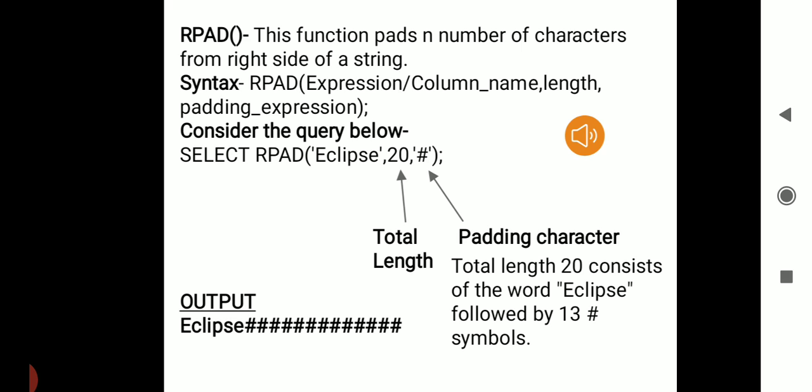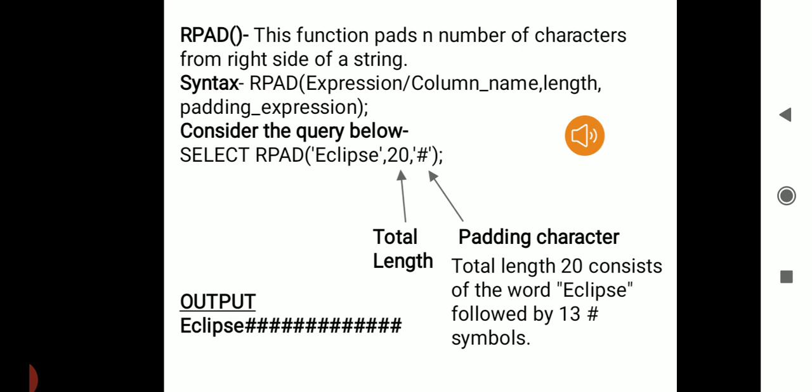Select RPAD within brackets, see the text 'eclipse'. This text eclipse here is the string expression, comma, then see the number 20. Here this number 20 is the total length. Then comma again, see this symbol hash. The symbol hash here is the padding character.